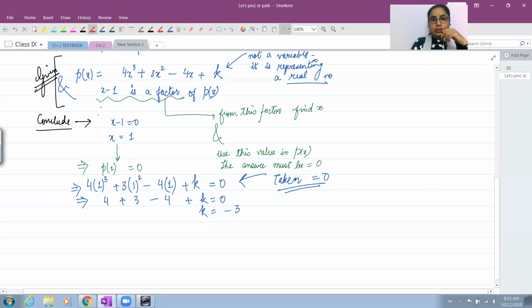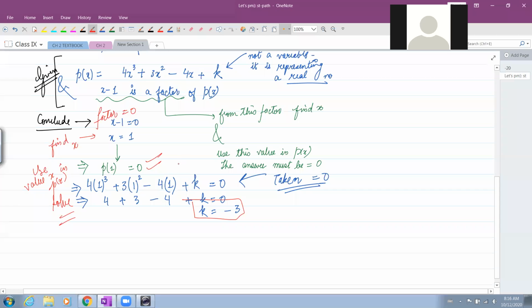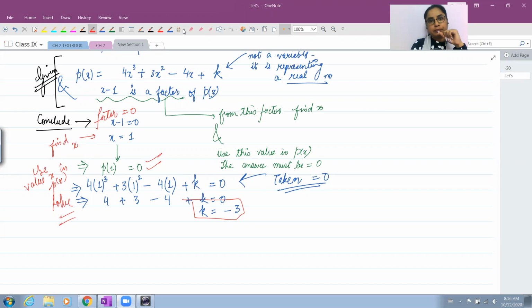From the factor I have calculated the value of x. So this was the factor. I've taken the factor equals to 0. From there, I have found the value of x and then used the value of x in p(x). And it is taken equal to 0. This is important. So you take that value equal to 0 and solve to find out whatever was missing in your polynomial. This is how we are going to use the factor theorem in question number 3 of the exercise.